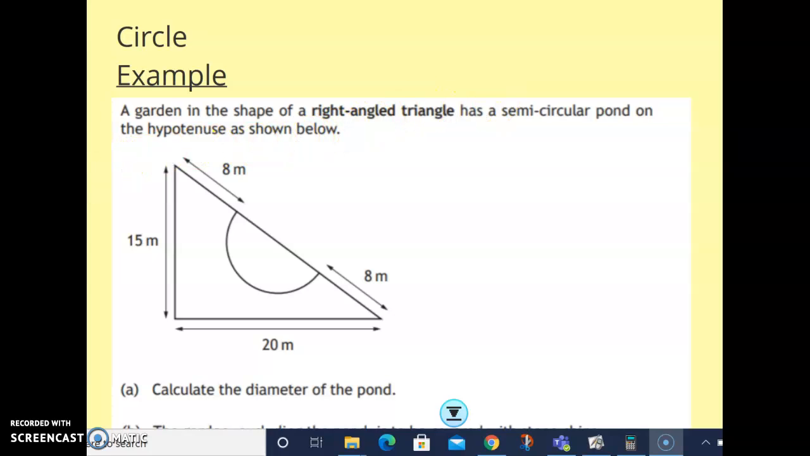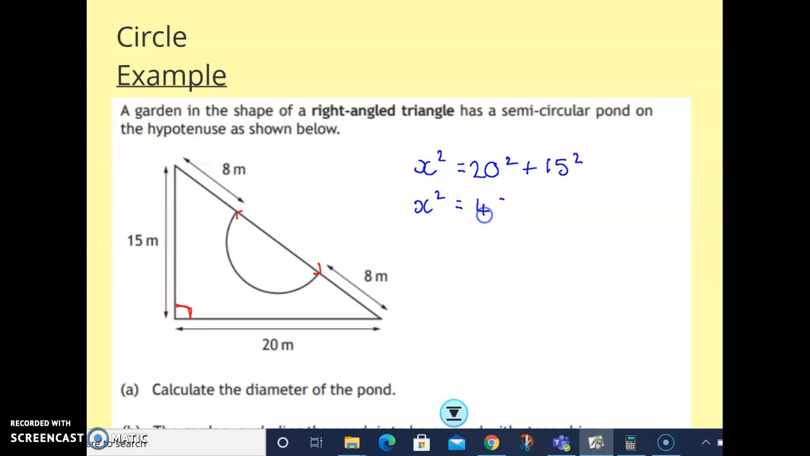The diameter of the pond is the distance from here to here, so we want to work out that distance. We know that's 8, but we don't know what this bit in the middle is. If we ignore the 8 and the 8 and put a right angle in here, we have a right angled triangle. We can use Pythagoras to find the full length of the hypotenuse. We're finding the longest side, so we square and add: 20 squared, add 15 squared.